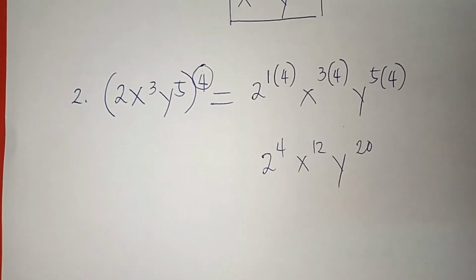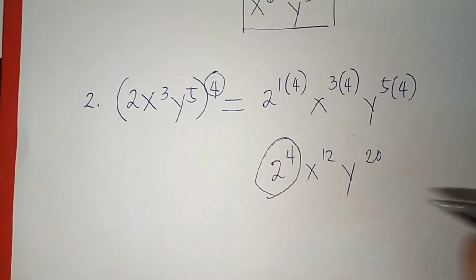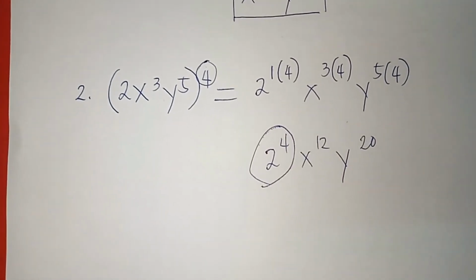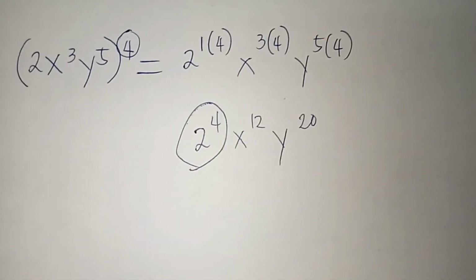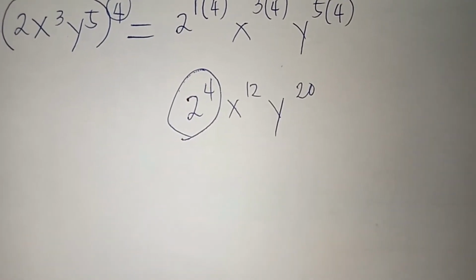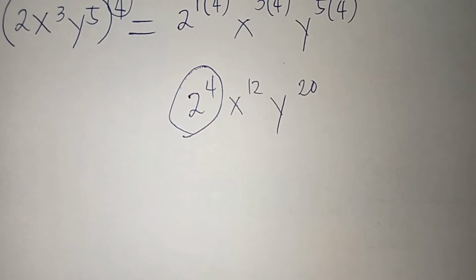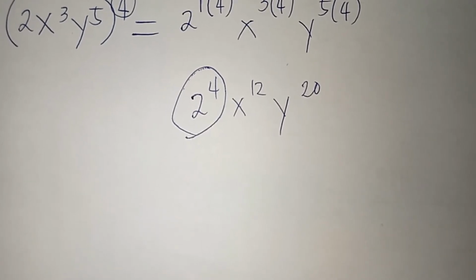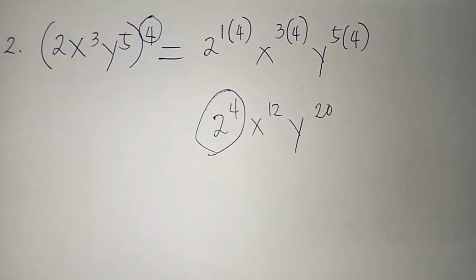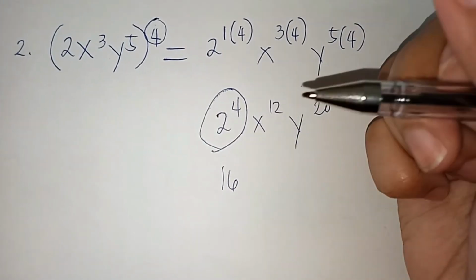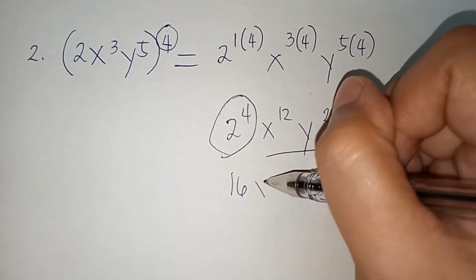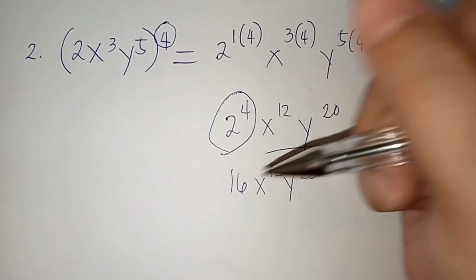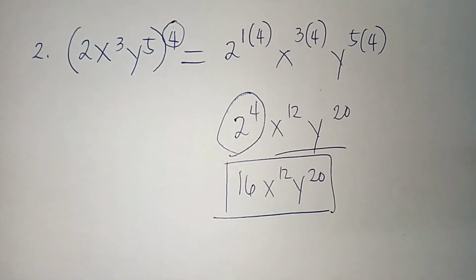Are we done? Not yet. Because we can simplify 2 raised to 4 since it is a number. So, it means 2 raised to 4 is multiplying 2 by itself 4 times. So, 2 times 2 is 4. 4 times 2 is 8. 8 times 2 is 16. That's why 2 raised to 4 is 16. Then just copy the variables having the exponents 12 and 20, x raised to 12 and y raised to 20, and that would be your final answer.